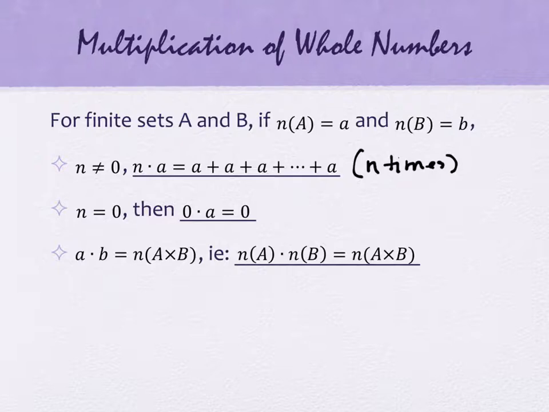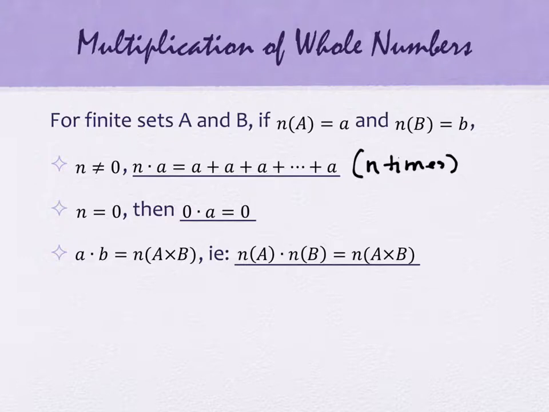And then a times b is the number of items in the cross product, or the Cartesian product, we've seen this before. The number of items in A times the number of items in B is the number of items in the Cartesian product of A and B.